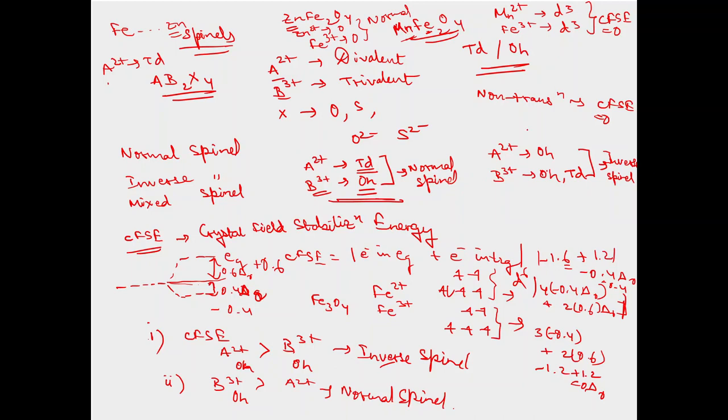Whereas if we take another example in which both again have 0 CFSE value, here we can't compare on the basis of size, because manganese and iron are of comparable sizes. Since we can't differentiate them by any other means, they will have a mixed spinel structure, neither completely normal nor completely inverse. Was it clear?